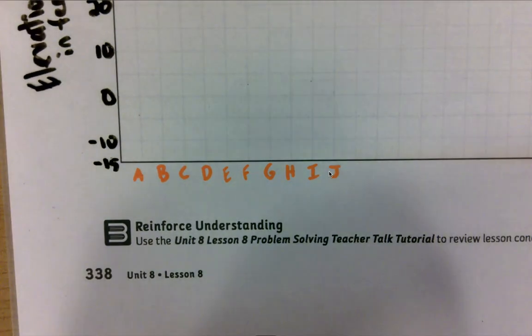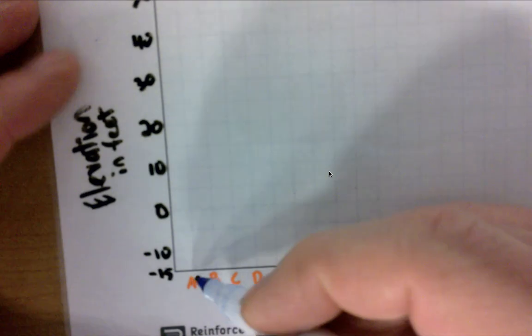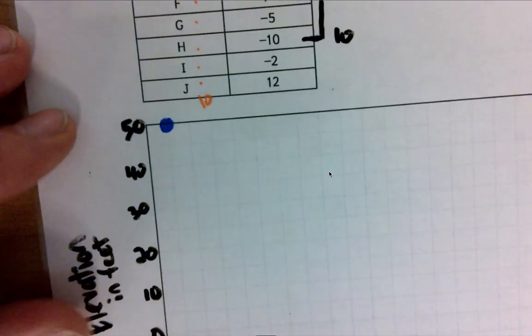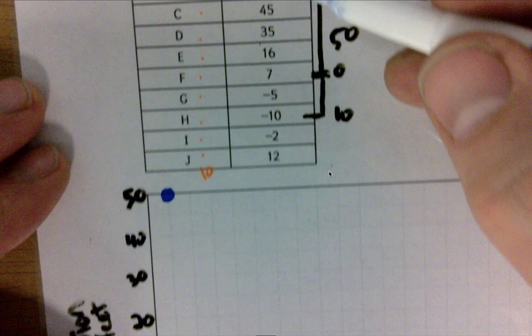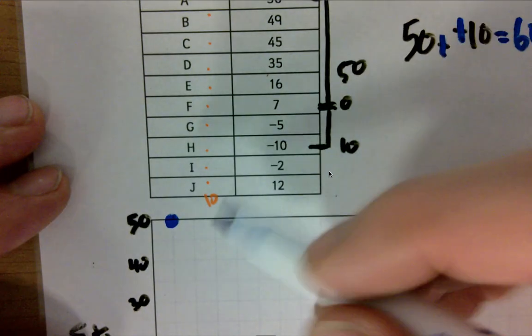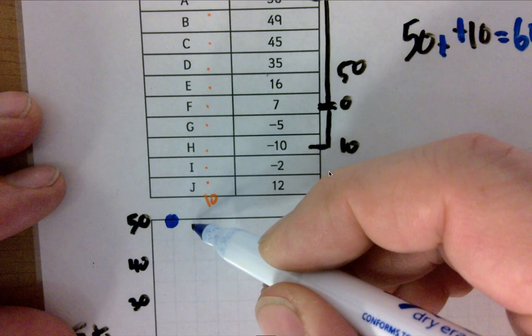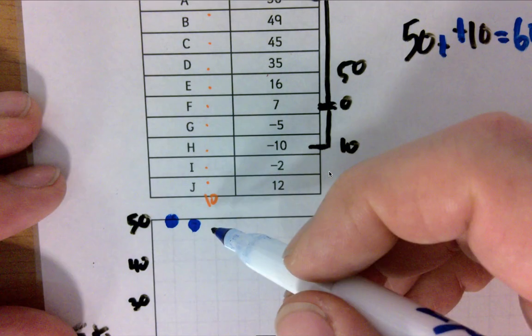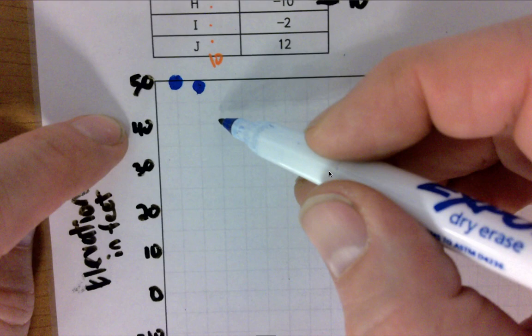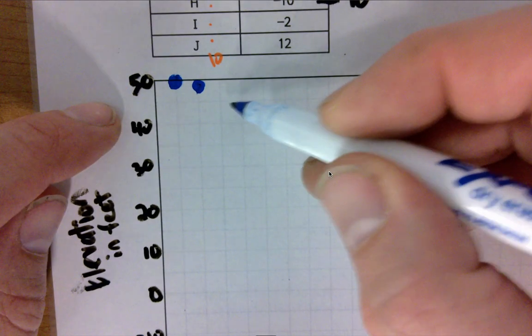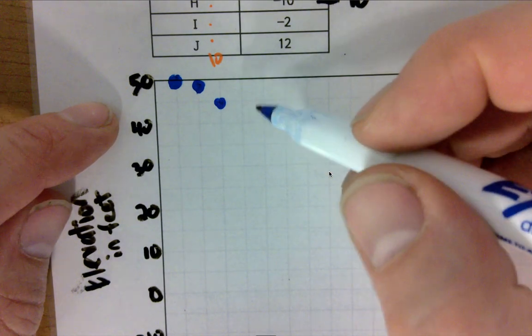Now we graph from the table. It says A starts at 50. Since A is on this line, we're going to follow it all the way up to positive 50. Put a dot there. B is at 49. So that's just one down, not much down on letter B on the next line. C, again, C is at 45. I don't have it numbered, but 45 is right in between 40 and 50, so that's going there.